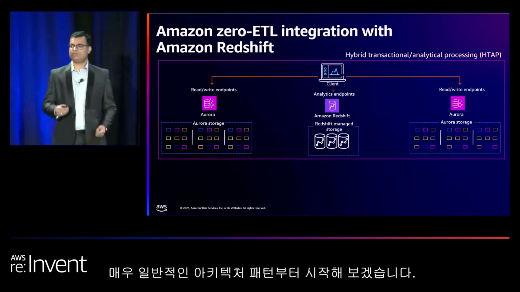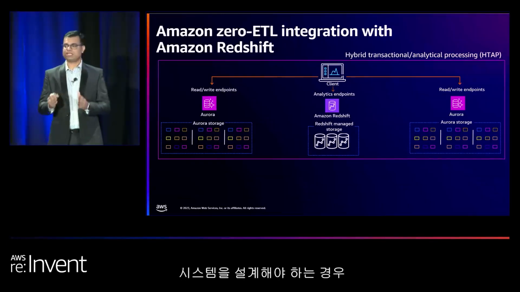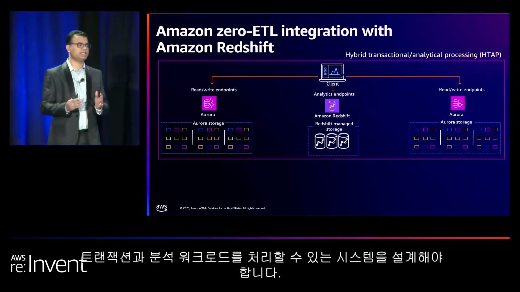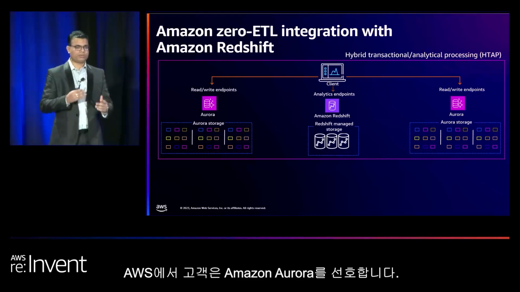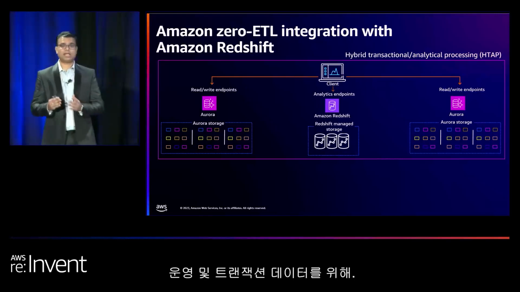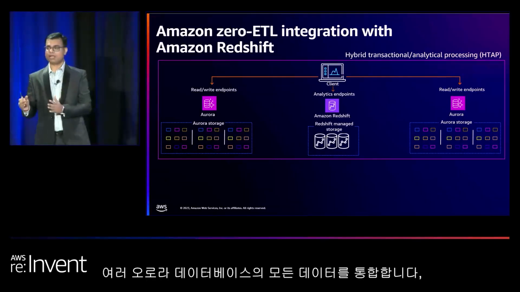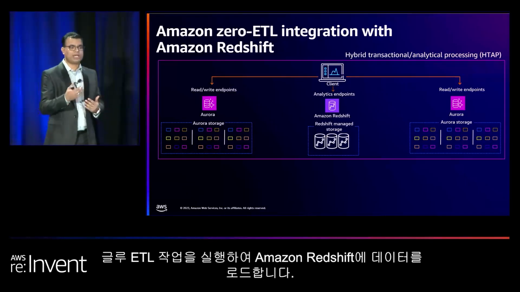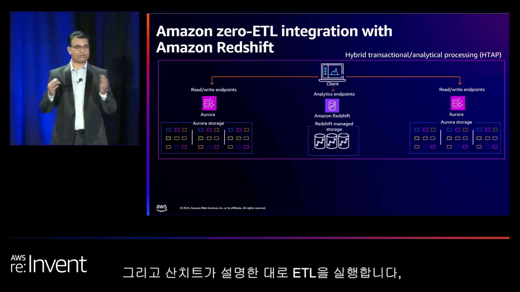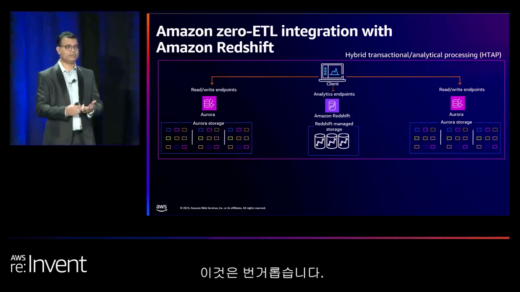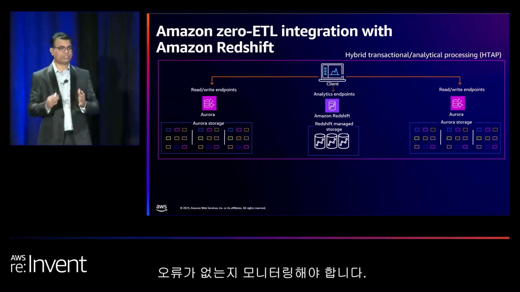So let's start with a very common architecture pattern where you need to design a system which can process transactional as well as analytics workloads. At AWS, customers like to use Amazon Aurora for operational and transactional data. And when it comes to analytics, they consolidate all the data from multiple Aurora databases and run Glue ETL jobs to load the data into Amazon Redshift. And when you run the ETLs, as Sanchit explained, this is cumbersome. You have to manually manage and maintain them, and you have to do the monitoring to ensure there is no error.